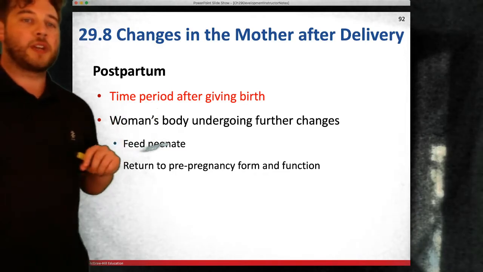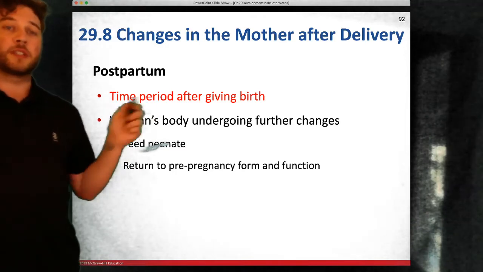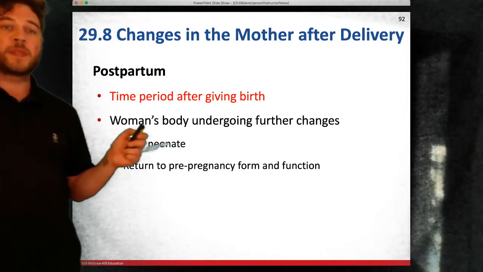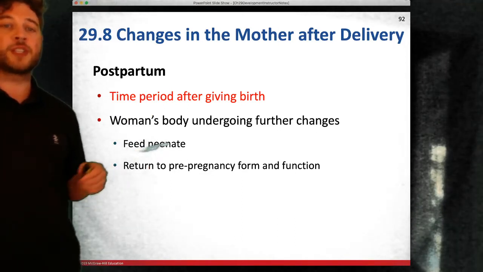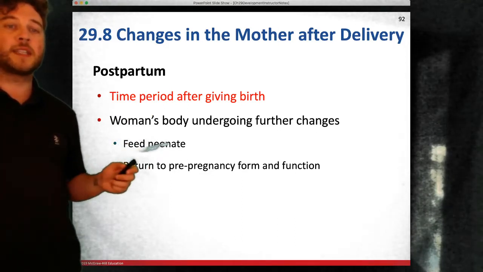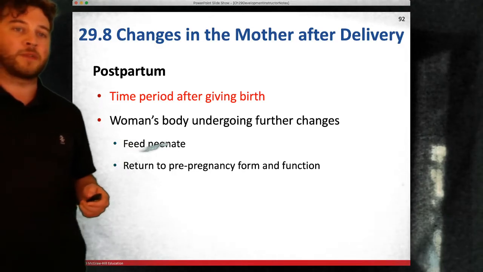Postpartum is the time period after giving birth. So also this is the change in the mother now. The woman's body continues to undergo further changes to both feed the neonate and to return to pre-pregnancy form and function.